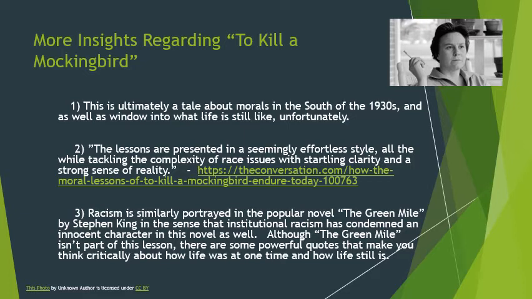I also want to point out that in Stephen King's novel The Green Mile, there are similarities with characters. Not to confuse you, but there are some really good quotes about racism that we can look at as well. Okay, so To Kill a Mockingbird is ultimately a tale about morals in the South of the 1930s, and it's also a window into life now. The lessons are presented in a seemingly effortless style, all while tackling the complexity of race issues with startling clarity and a strong sense of reality.